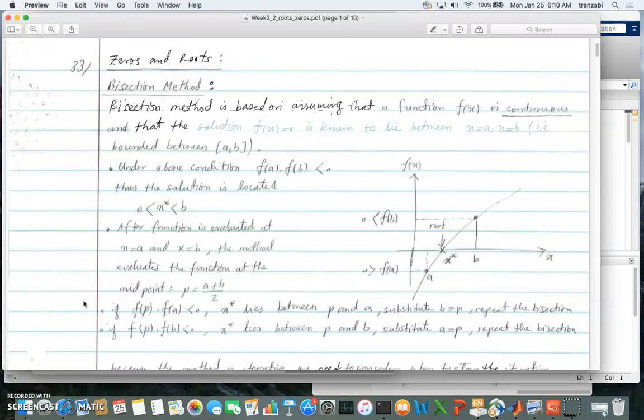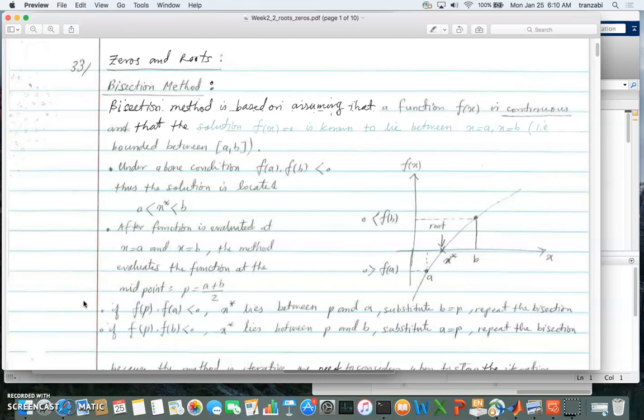All right, in the next few minutes of this video, I'd like to talk about zeros and roots of a function, which is chapter 3 in the notes. So if you have a function and you want to find the zero of the function, or the so-called roots of the function, then we're going to look at the first method, which is called the bisection method.